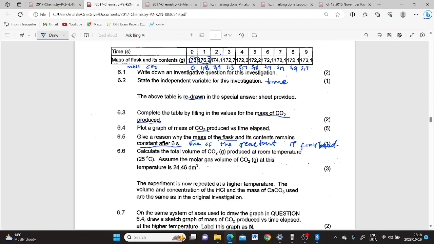6.6, they're saying calculate the total volume of CO2, carbon dioxide, produced at room temperature, 25 degrees Celsius. Assume the molar gas volume at this temperature is 24,46. Try to calculate the volume here.